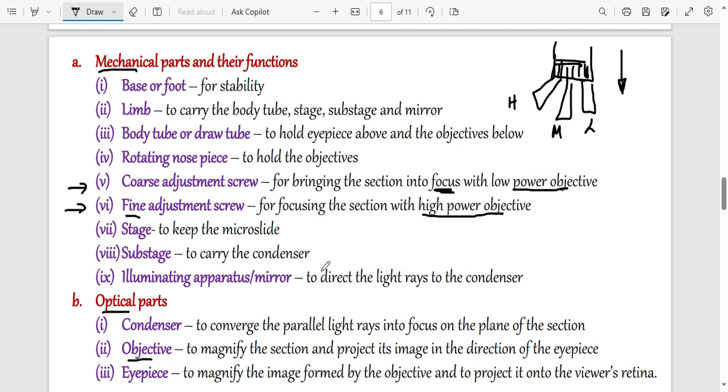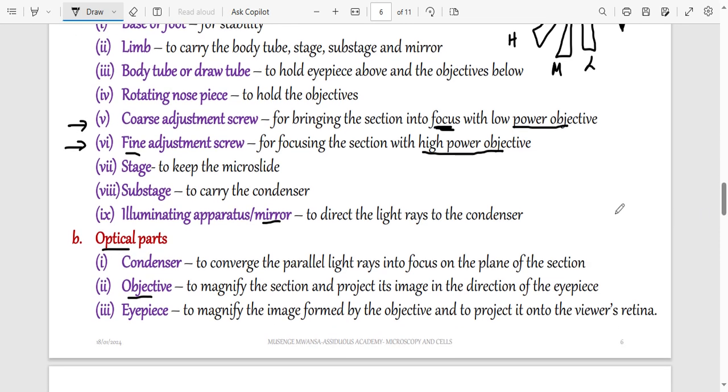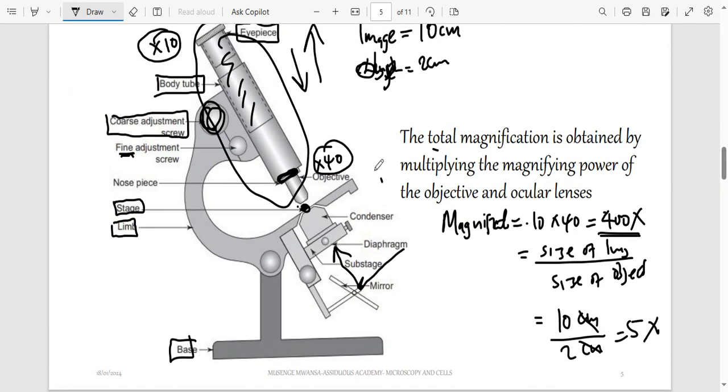Okay. You also have your mirror. Here I was describing the function of the mirror for the condenser. The mirror is the one which will direct the light rays. Now the condenser will be to converge the parallel light rays. Here is the condenser. I was describing something else. The condenser is at this point. Look at where it is here.